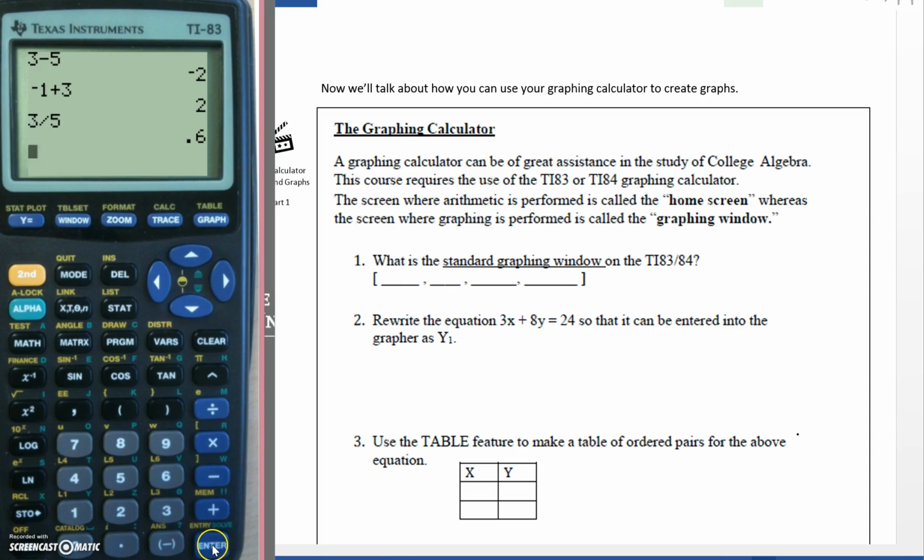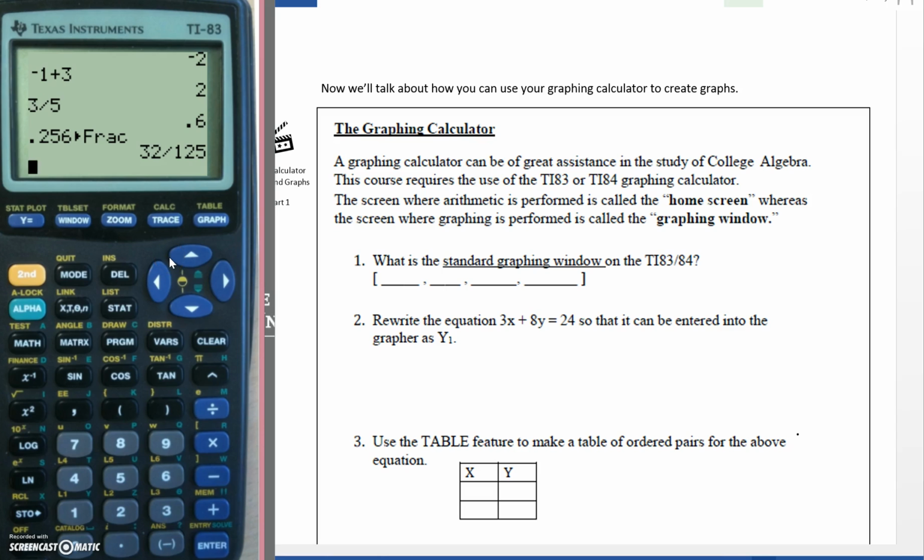Now let's say you have a decimal. Let's say you have something like 0.256 and you want to turn that into a fraction. If you hit math and the first thing says frac, enter, enter, and it will turn it into a fraction for you. So those are just some little helpful things.